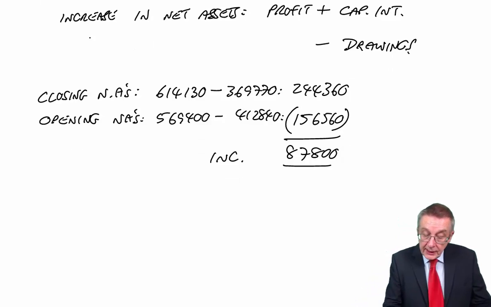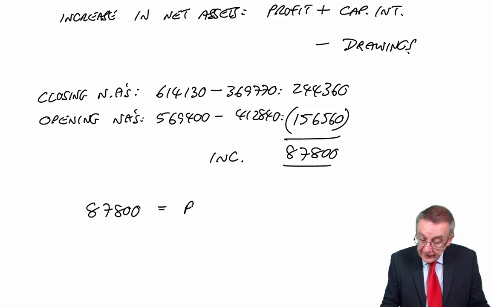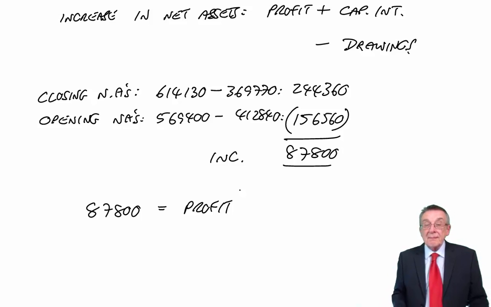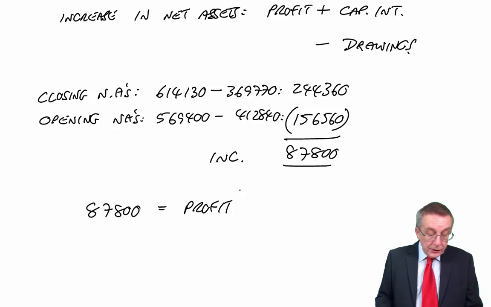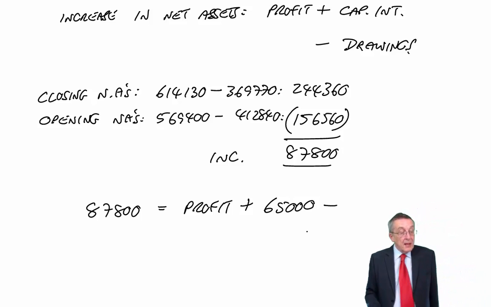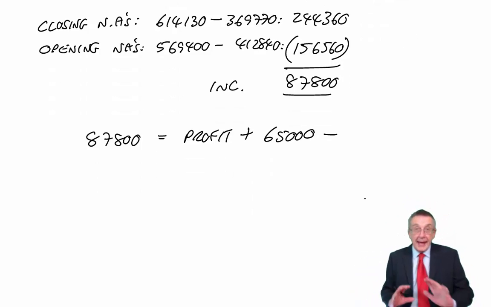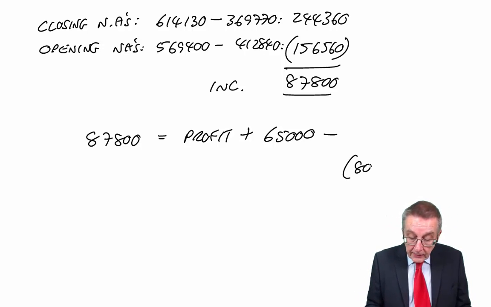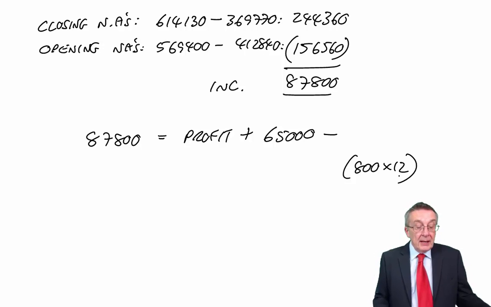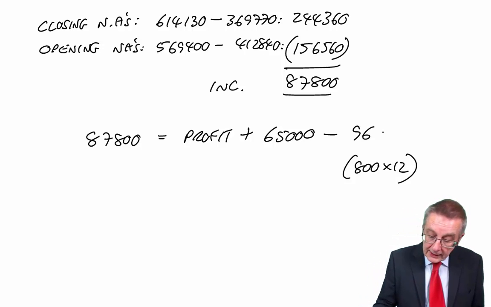Now I can fill the equation in. Increase in net assets 87,800 equals the profit, which is what we're after, plus the capital introduced. Well, during the year she paid 65,000 into the business. Minus any drawings. Well, she's paid herself wages, 800 a month. Remember, anything to the owner is drawings. Doesn't matter whether she calls it wages or whatever. And secondly, remember, it's 800 a month. And so over a year, 9,600.